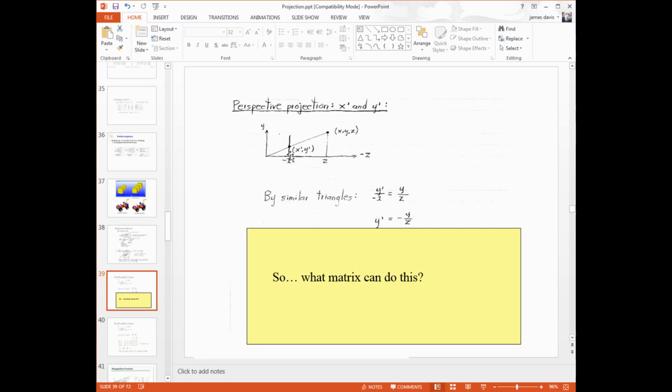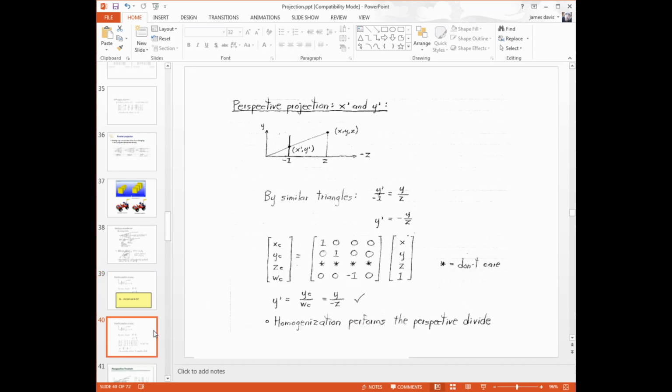By similar triangles, we have the ending y point, y prime to -1, should be the same as y to z, right? These are similar triangles. So we have y prime is -y over z. So now the question is, what matrix can do this? So pause here and think about it for a little bit if you'd like to.